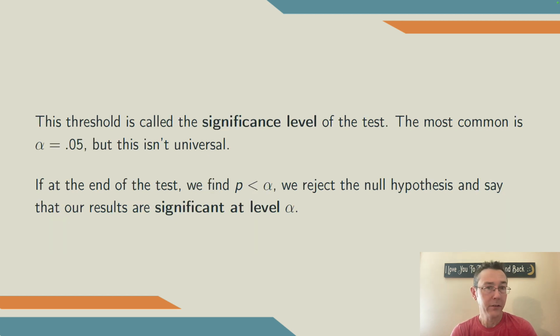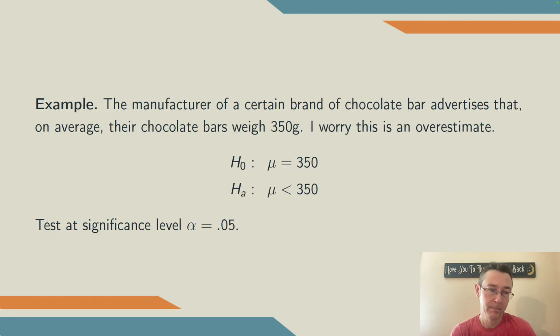The threshold is called the significance level of the test. The most common level for that is alpha equals 0.05, but that value is not universal. There's nothing magical about that value. That's just a number that is thought to strike a reasonable balance between false positives and false negatives in your hypothesis tests. If at the end of the test we get a p-value that is less than that threshold alpha, we reject the null hypothesis and say that our results are significant at level alpha.